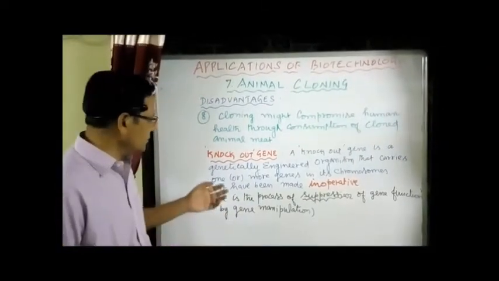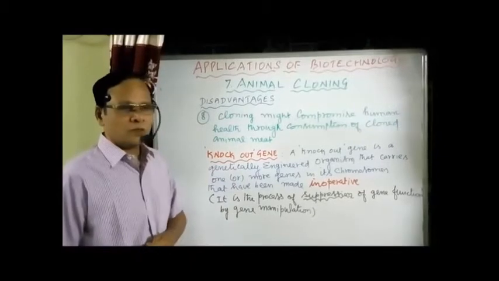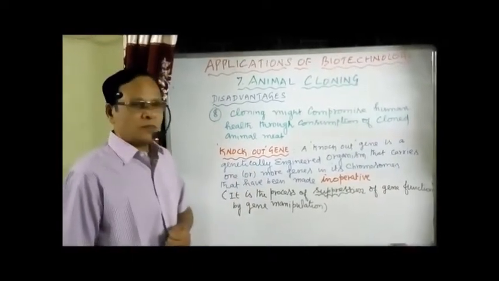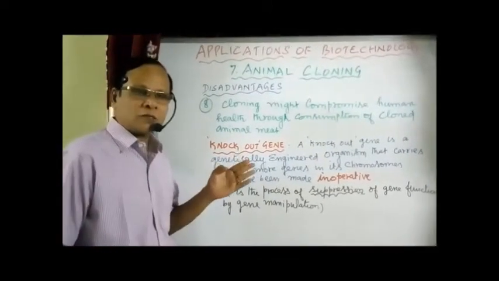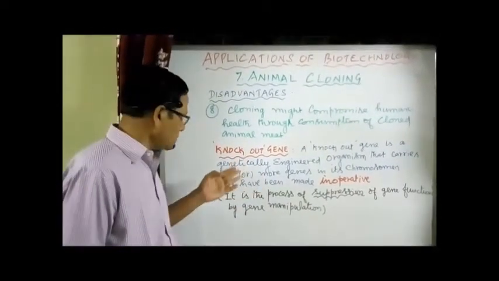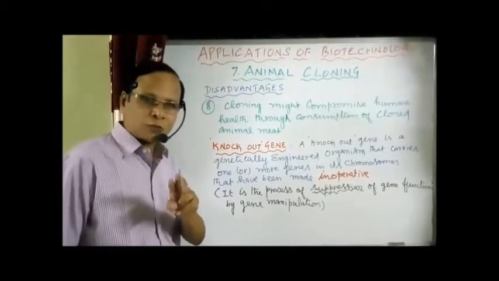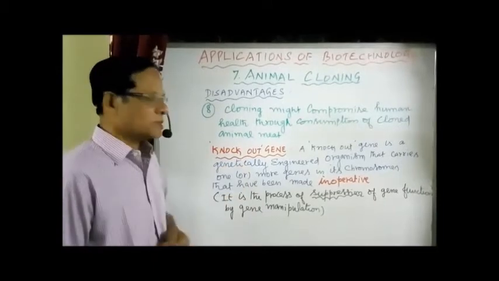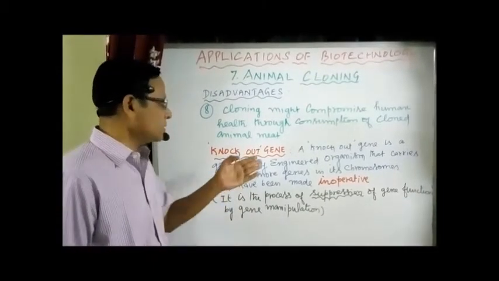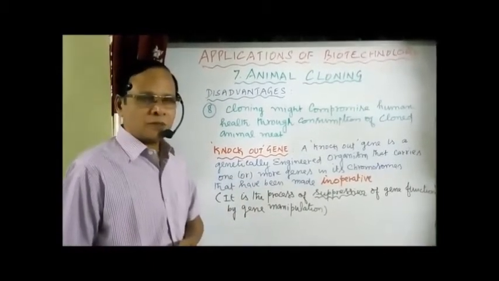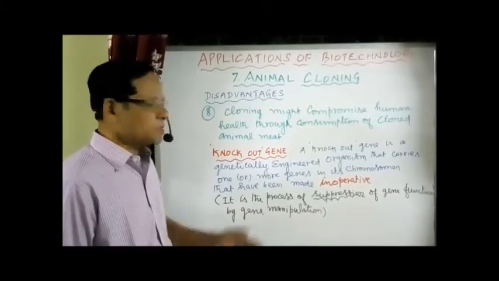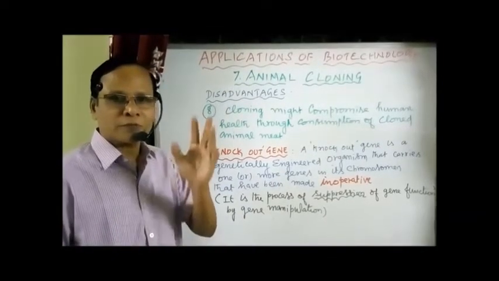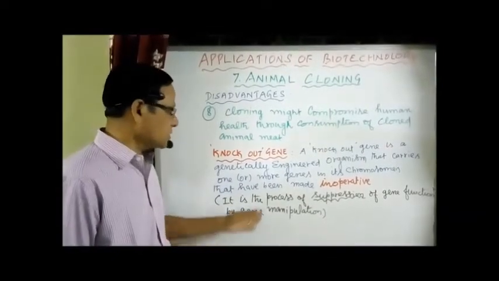Now a few words about the knockout gene. You hear the word knockout in the case of games. The same idea here. A knockout gene is nothing but a genetically engineered organism that carries one or two genes in its chromosome that have been made inoperative. The meaning here is a process of suppression of gene function. A particular gene function is being suppressed by gene manipulation.